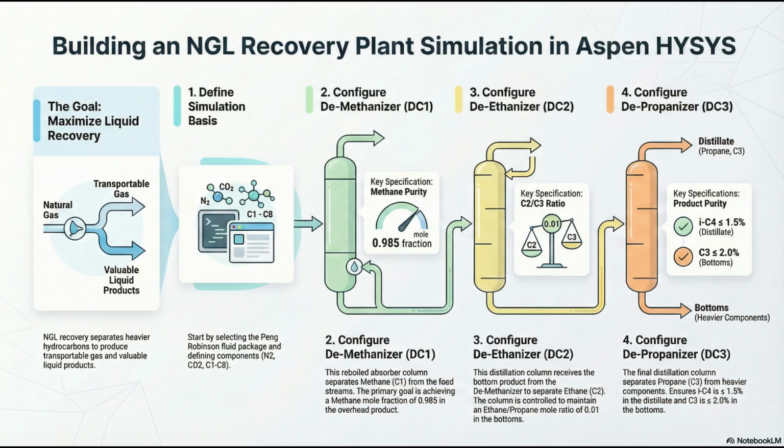From a single stream of natural gas begins a high-stakes separation journey. The demethanizer strips out methane with razor-sharp purity. The deethanizer pushes deeper, controlling the C2 to C3 split with precision. Then the depropanizer delivers the final cut, isolating propane and locking in product purity. Step by step, the NGL plant transforms raw gas into valuable liquid power.